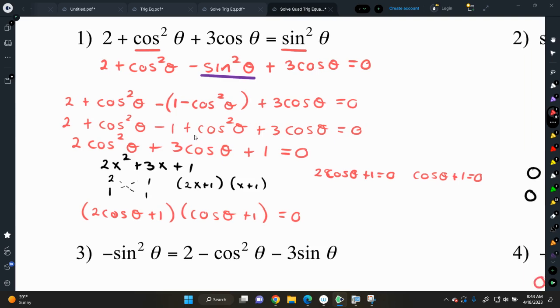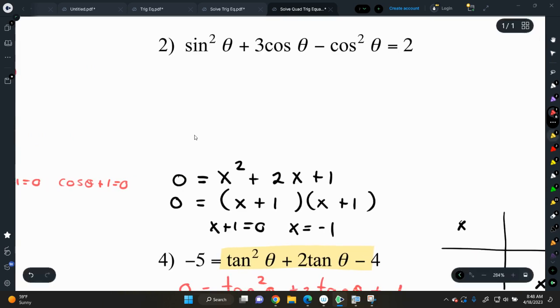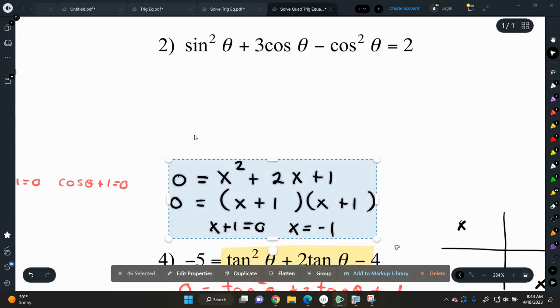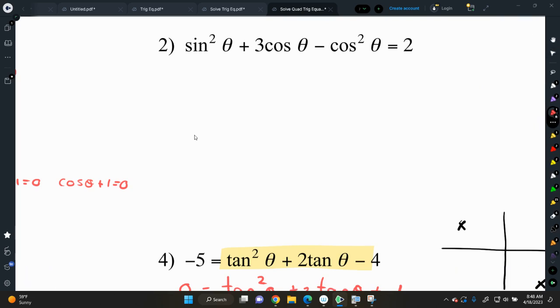Okay. Let's look at number 2. Okay, what should we do? I'll tell you what. Let me let you partner up and do number 2 with a partner. Okay, and then we'll finish it together.